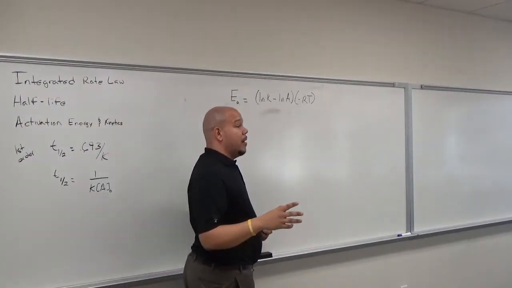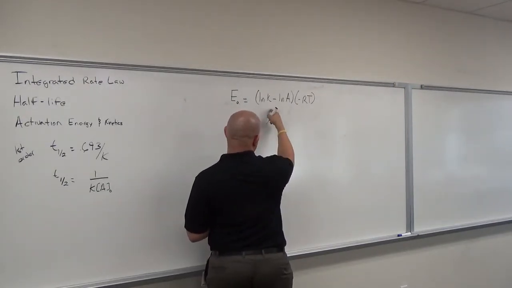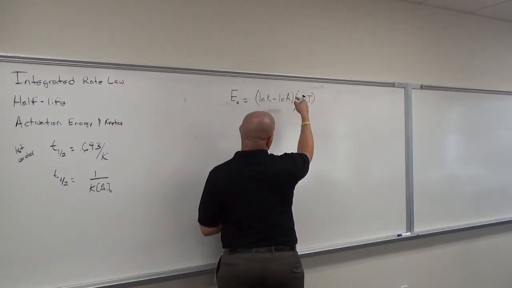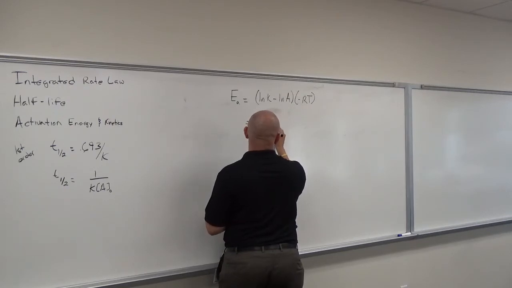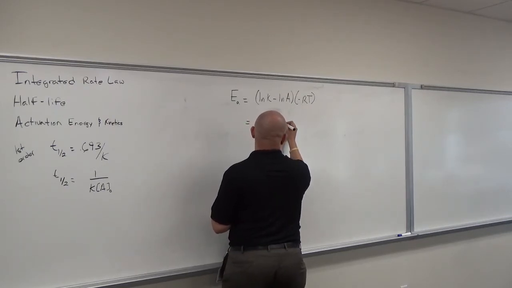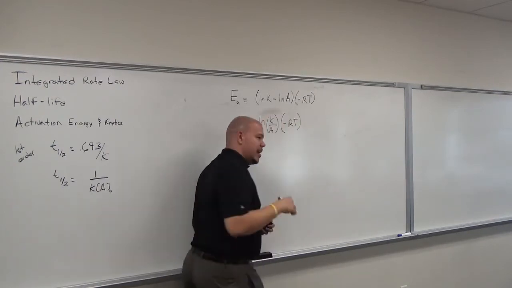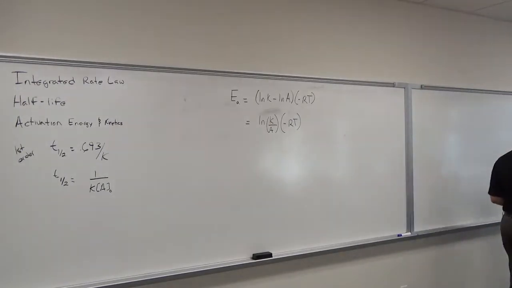One thing that you'll know about natural logs, not that it is necessarily important, is that if you see one natural log subtracted by another natural log, that is the same as saying natural log of K over A times negative RT. Same thing, but it's up to you how you want to input it.